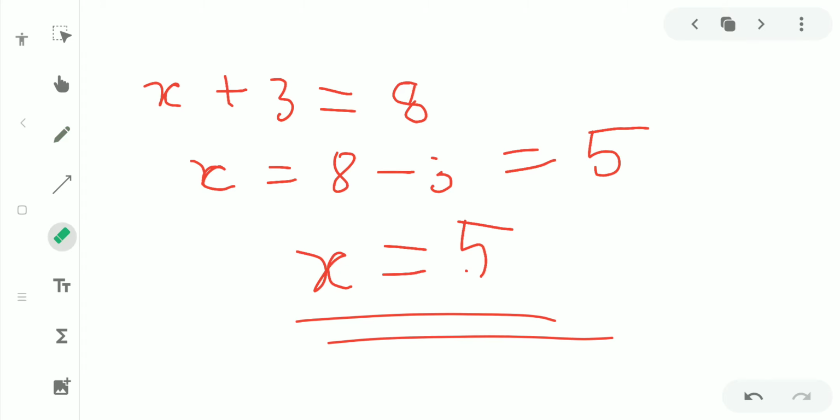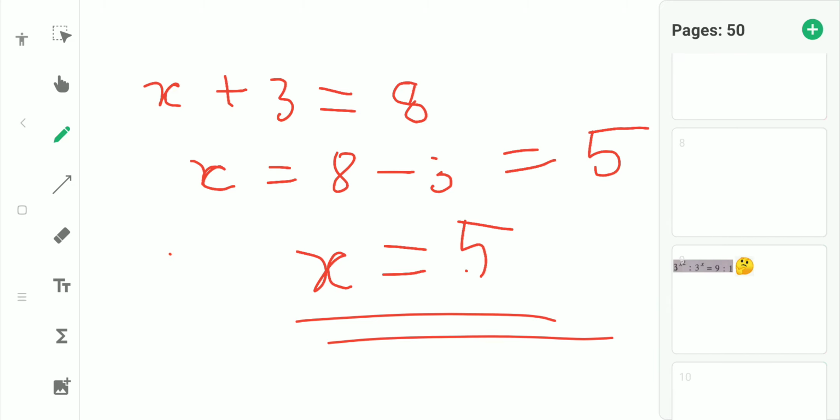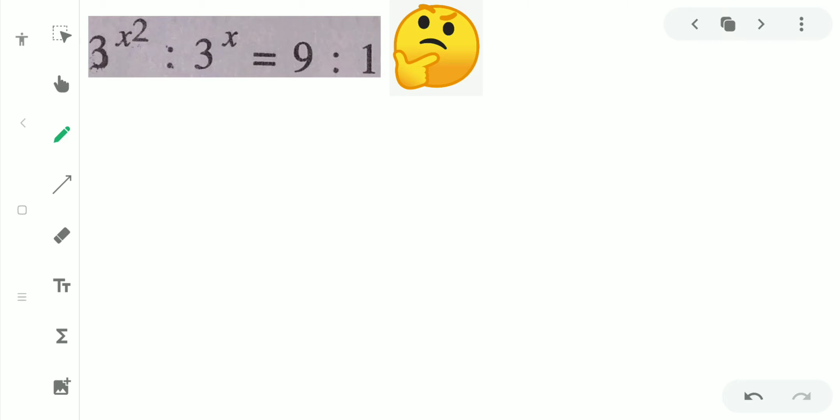So this is the first question's answer. Let us go on to the second question. The question is on your screen: 3 power x power 2. It is given as 3 power x square. Some may think that is 3 power x multiplied with 2, which is 2x, but when it is given slightly higher, it will be 3 power x square is to 3 power x is equal to 9 is to 1.